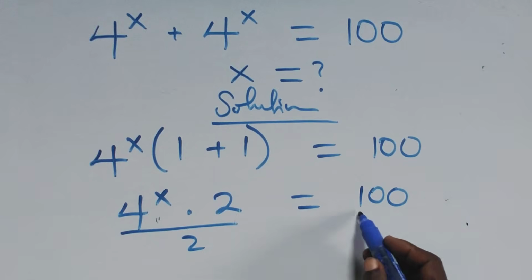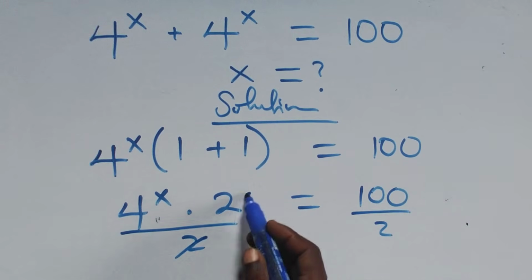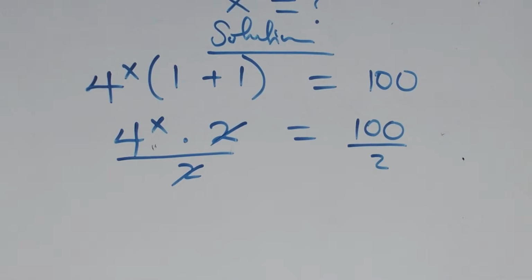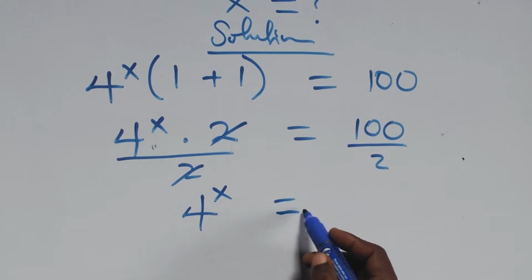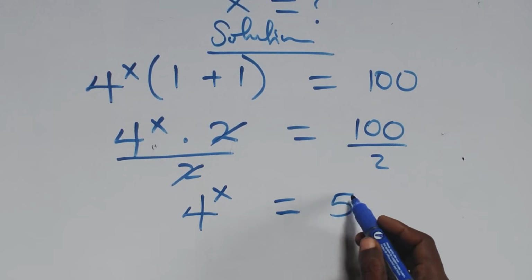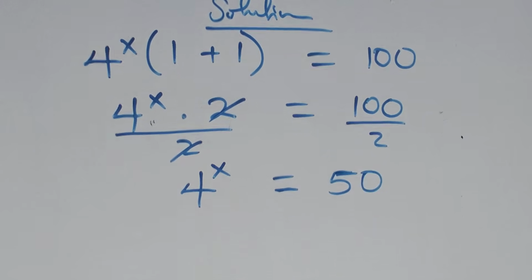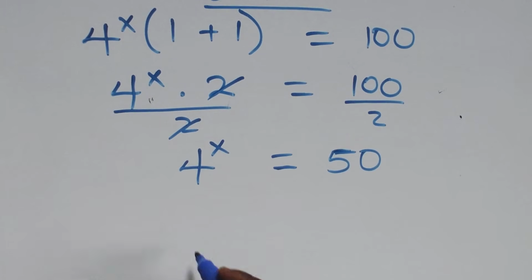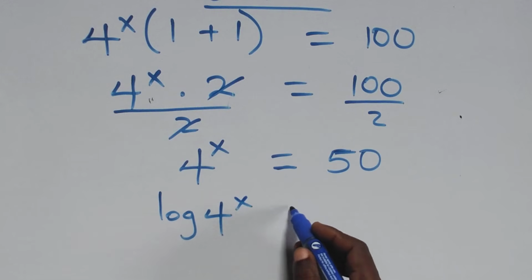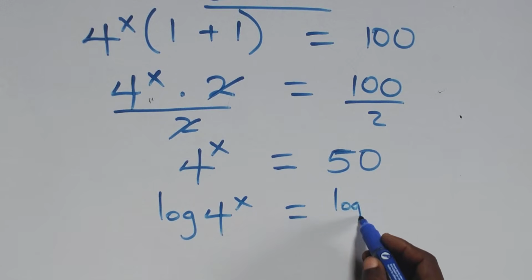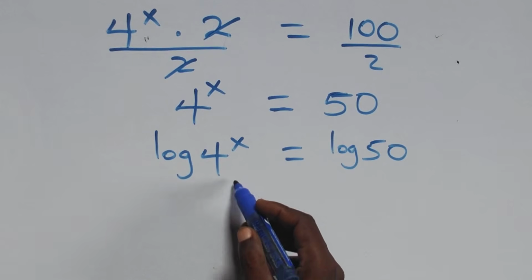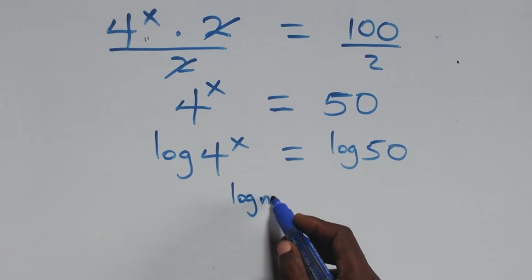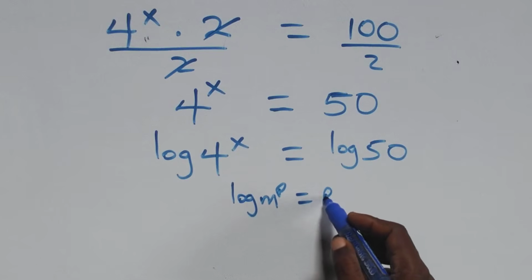Then we divide both sides by 2 here. Divide this side by 2, also divide this side by 2. The 2s cancel each other here. And we have 4 raised to power x equals 100 over 2. That's simply 50. Then we take the log on both sides. We have log 4 raised to power x equals log 50. That is, applying the power law of logarithm, log m raised to power p is the same thing as p log m.